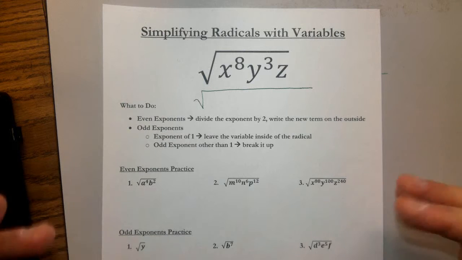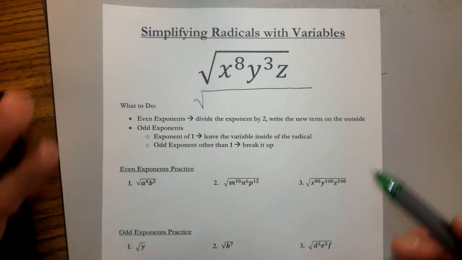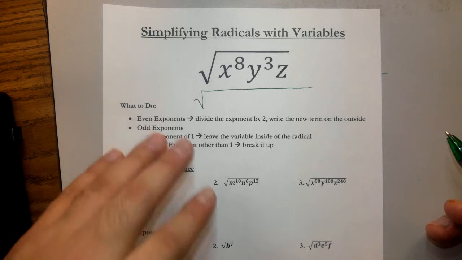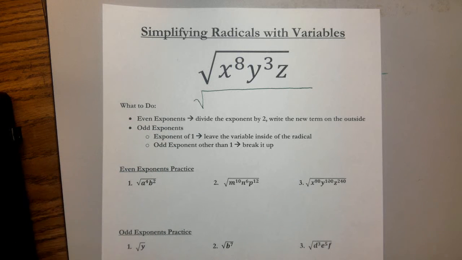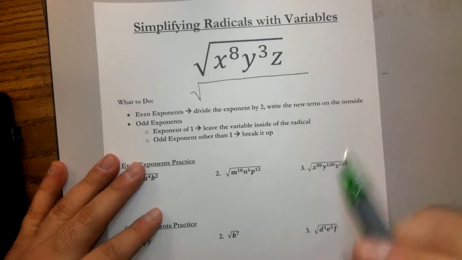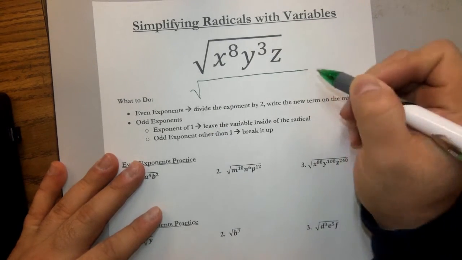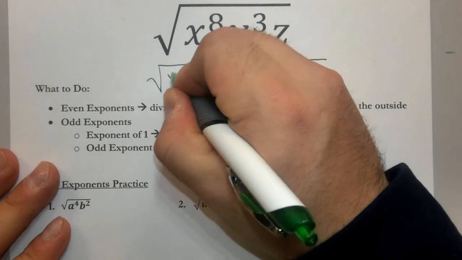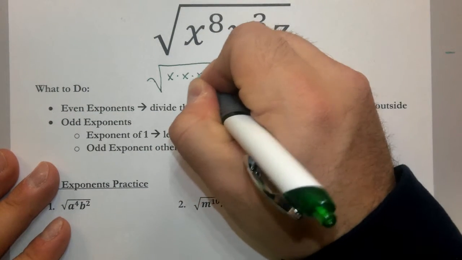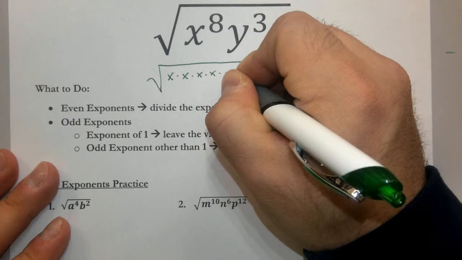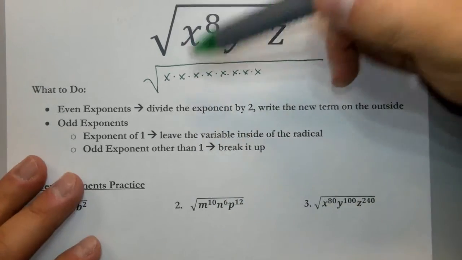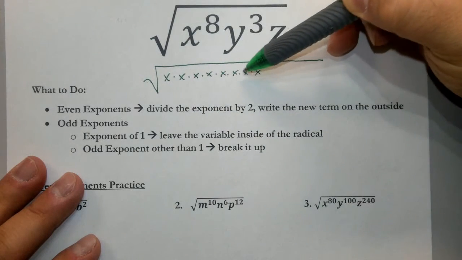Now, this method works great when the exponents are a relatively small number, but this method doesn't work very well when the numbers are huge. But for this example, we can do it. I have x to the power of 8. So what I'm going to do is I'm going to expand that. So that's just x times x times x times x times x times x times x times x. 1, 2, 3, 4, 5, 6, 7, 8.